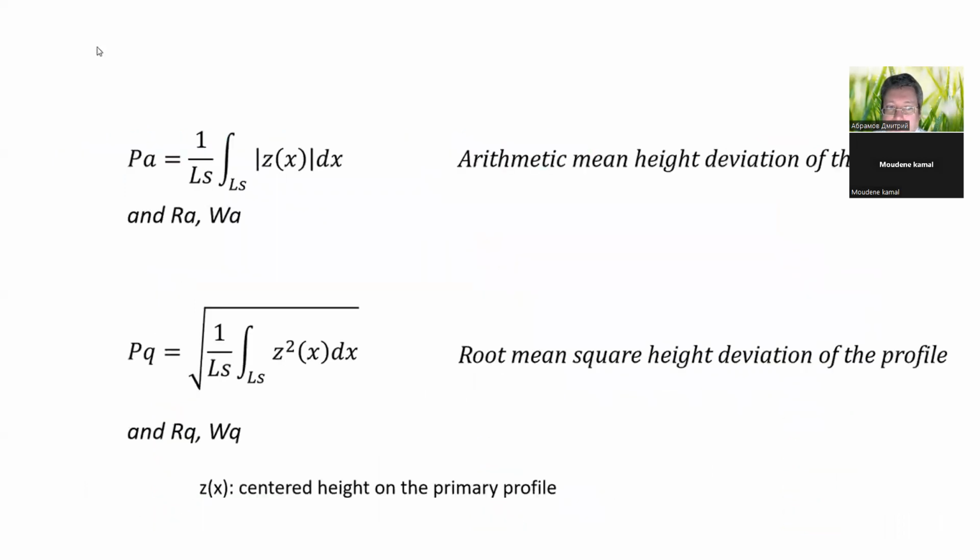Pa and Pq are both calculated from a mean of all point heights on the primary profile. In case of a roughness profile, Ra and Rq are calculated on each sampling length, then averaged. They are averages of averages. Pa uses an arithmetic mean of the absolute values of heights. Pq is the root mean square of all heights. It is therefore the standard deviation of the height distribution. These two parameters are an evaluation of the mean roughness height that is not affected by extreme points.